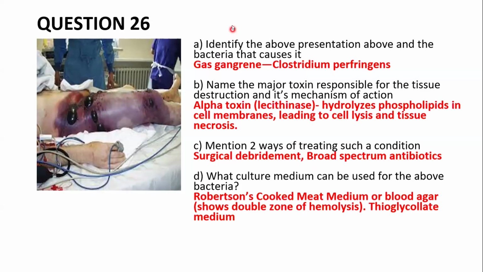So here are the answers. Gas gangrene, Clostridium perfringens, alpha toxin, lecithinase, hydrolyzes phospholipids in cell membranes, leading to cell lysis and tissue necrosis. Surgical debridement, broad spectrum antibiotics. And then we have Robertson cooked meat medium or blood agar. We're going to see double zone hemolysis. So I'm sure there's a question for testing this concept. Then we have thioglycolate medium.